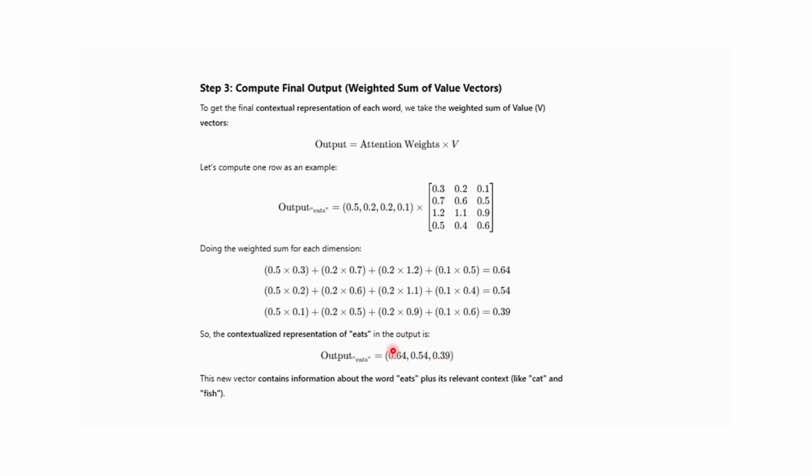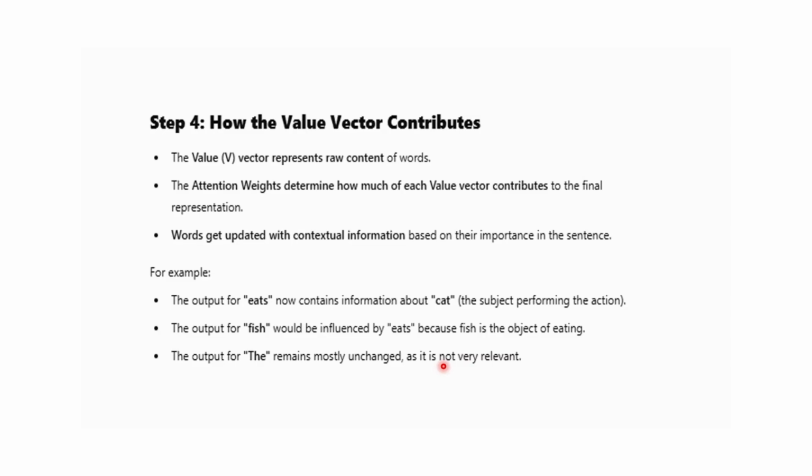So the richer context representation, if you look at this, is 3 dimensional, because the input length is fixed at 3 dimensions here, it is not 768. For easy understanding, we fixed it to be 3 dimensions. So now eats is represented as 0.64, 0.54, 0.39. But these numbers inherently capture how much it is coupled with the words cat and fish. That's what semantic information is encoded in this vector. So that's how it should be understood.